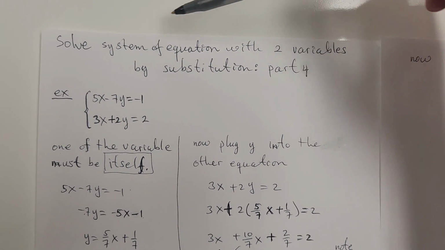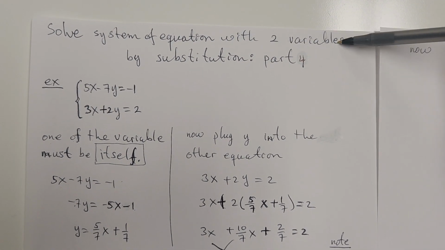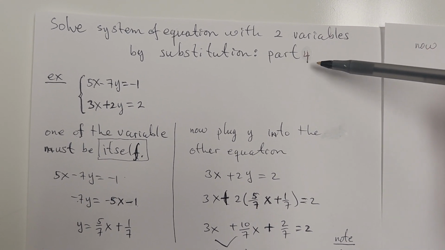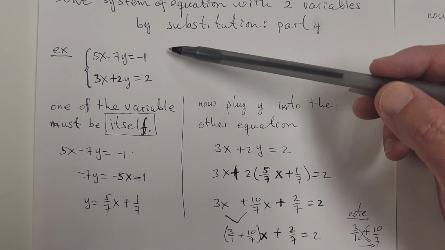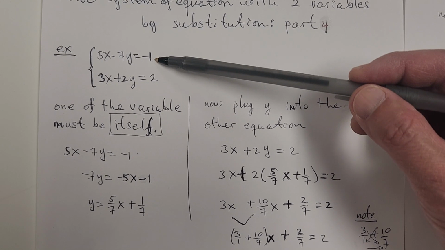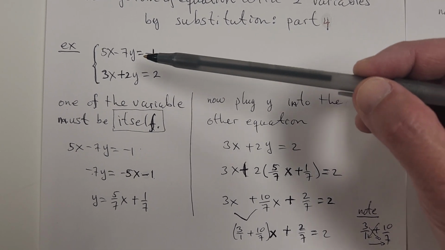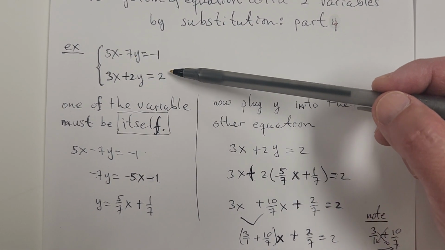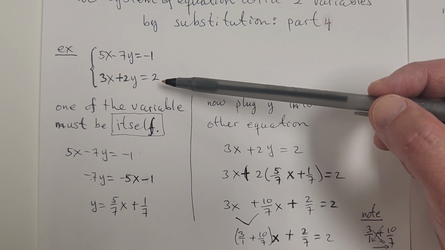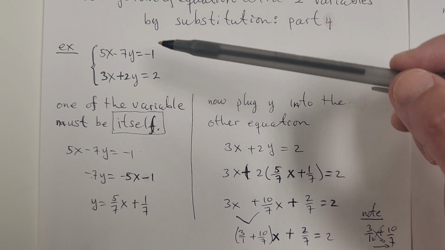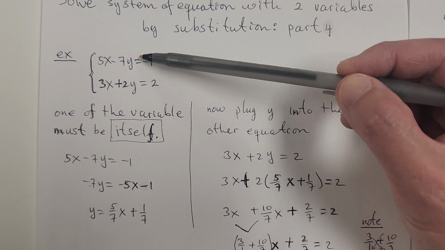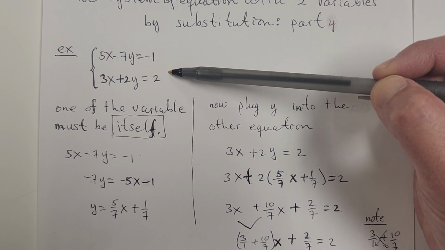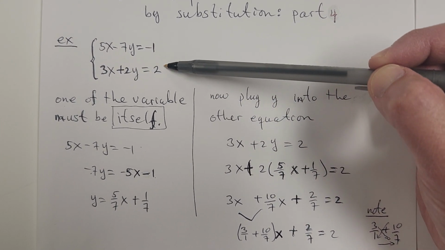This lesson is solve system of equations with two variables by substitution, part 4. Here I have an example. This is equation 1, this is equation 2. If you notice both equations, neither of the variables is by itself. Equation 1, no variable is by itself. Equation 2, no variable is by itself.